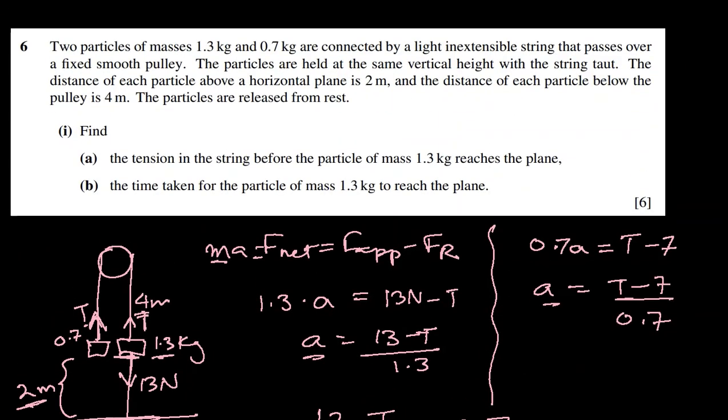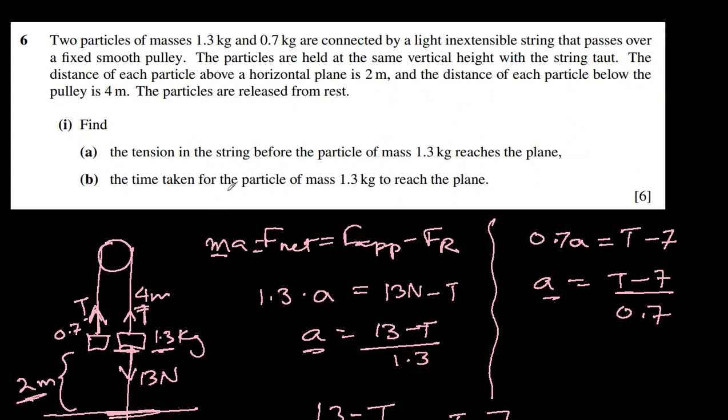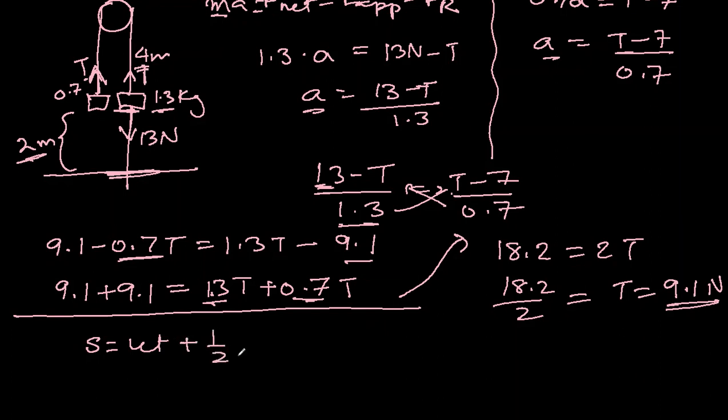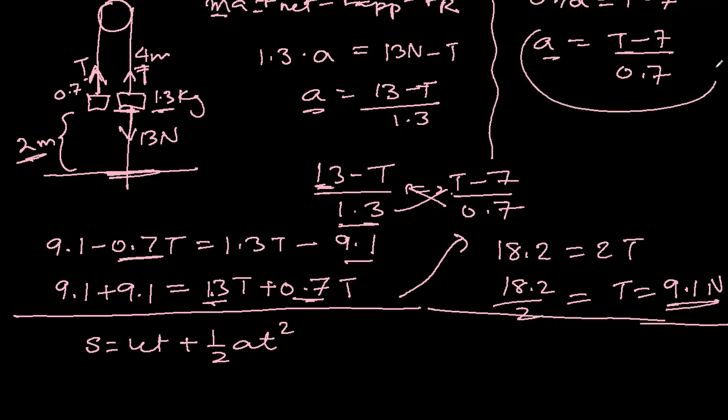What is the next one? The time taken for the particle of mass 1.3 kg to reach the plane. How much time does it take to reach the plane? For that we can use S equals ut plus half at square, since the acceleration is constant. We didn't find acceleration in the first part, but now we will need it. So let's find the acceleration.